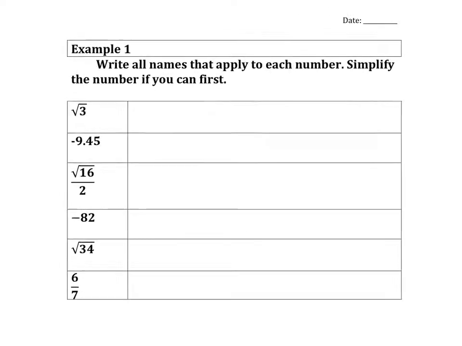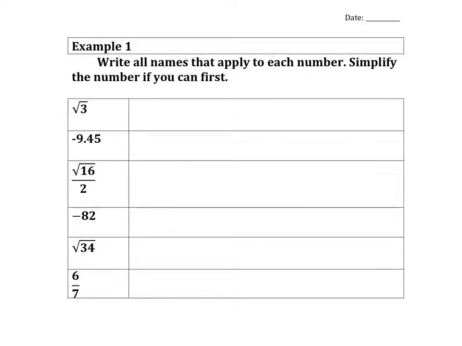Let's try some examples. One of the things I'll have you do is write all the names, all the families that apply to each number. Simplify the number if you can first. So for example, square root of 3, we have to think about what family that belongs in. Square root of 3 is a number that we don't know the square root of, so it is in the irrational family, and all irrational numbers are also real.